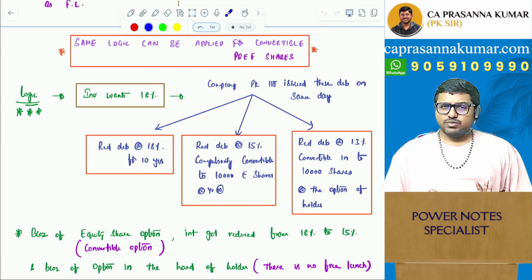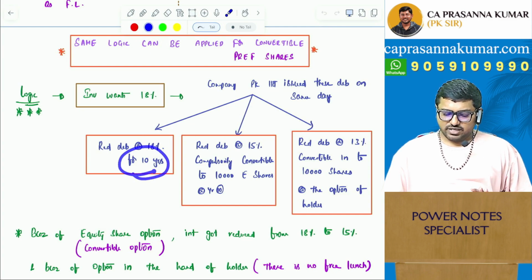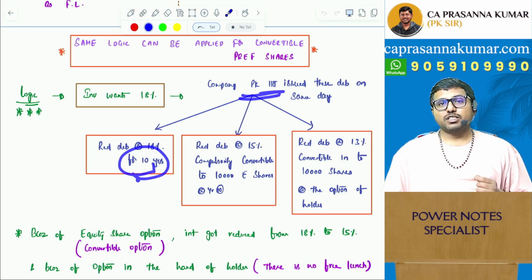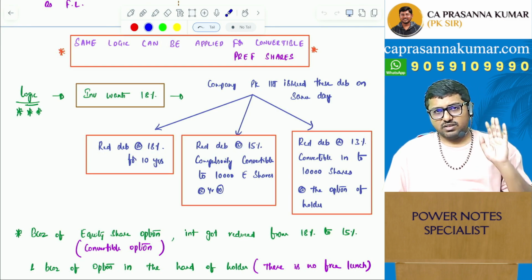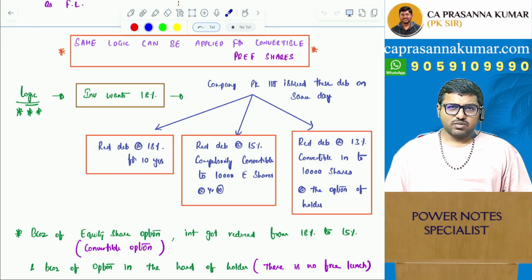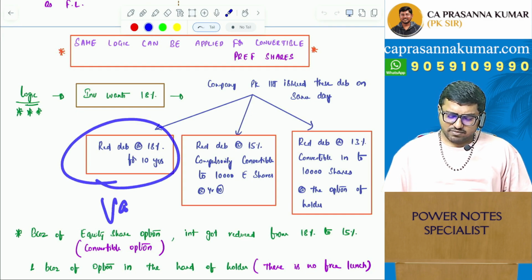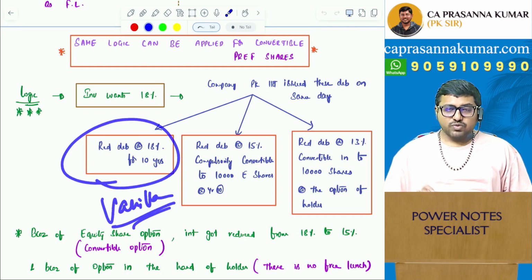Got it? Which means for a period of 10 years, Company PK Limited will make interest payment from time to time, every single year. Then after 10 years, they'll go for redemption where they'll repay back the initial money that you have received. You got the point? So this is plain vanilla. No twists, no turns.